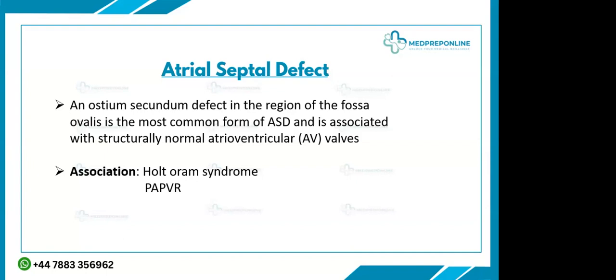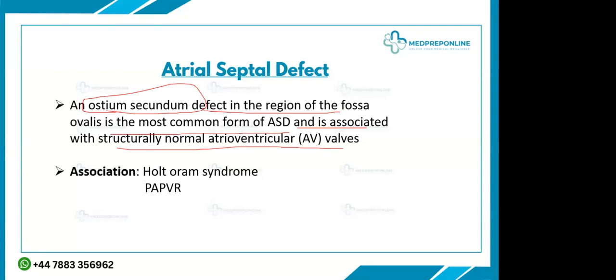Among atrial septal defects there are 2 types, ostium secundum and ostium primum. Among them, ostium secundum is the most common. So we will talk about the ostium secundum only because this is what is written in your books also. Ostium secundum is the defect in the region of the fossa ovalis, the most common form of the ASD, and is associated with structurally normal AV valves.